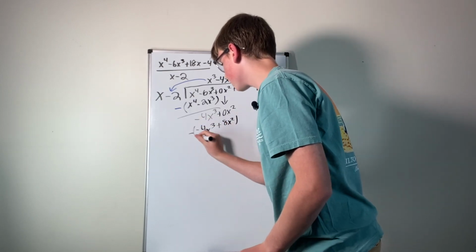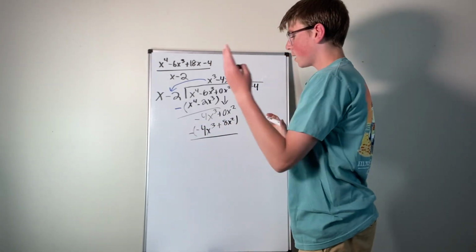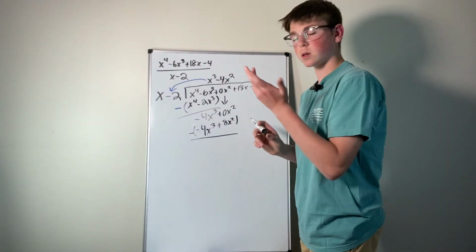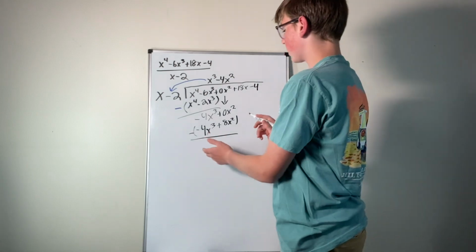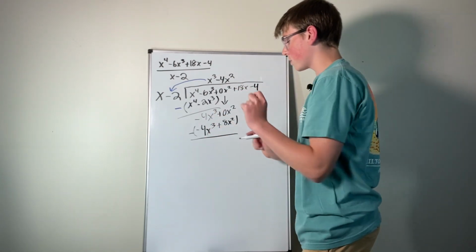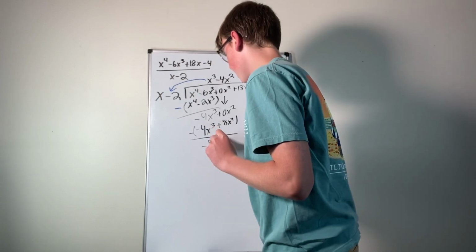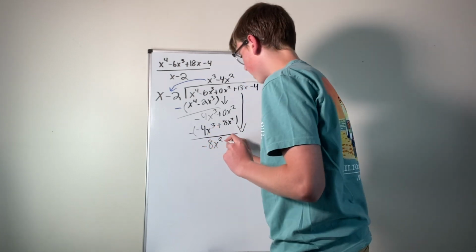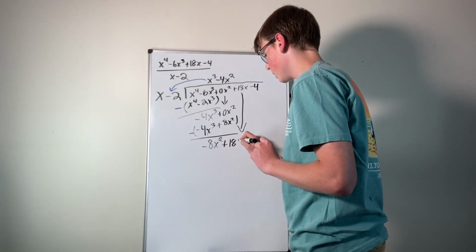Remember, we're going to subtract these, and we'll get negative 4x cubed minus negative 4x cubed, which is negative 4x cubed plus 4x cubed, is 0. Then we got 0x squared minus 8x squared is negative 8x squared. Bring the next term down, plus 18x.